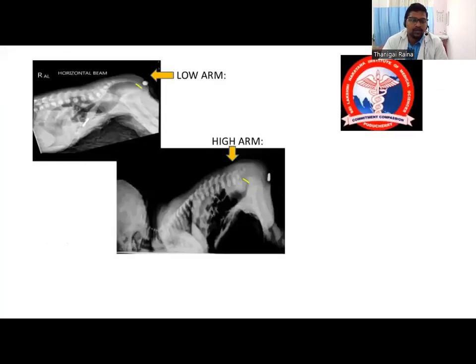So you can see it is a low ARM. The gas bubble is below the ischial line. In this one, you can see the gas bubble is above the I line, sorry, the pubococcygeal line. So it is a high ARM. This carries a poor prognosis.